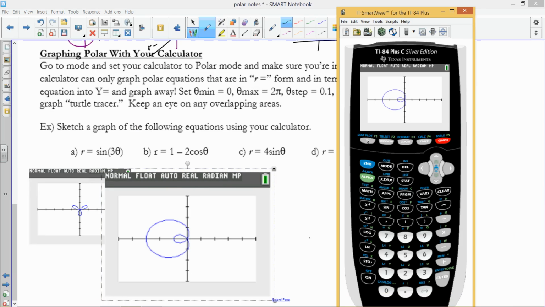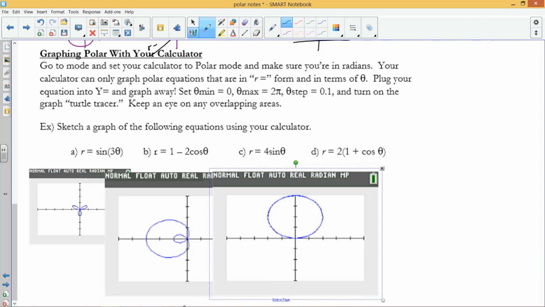And then 4 sine theta. Well, when we did sine 3 theta, we got petals. When we do 4 sine theta, let's see what happens this time. 4 sine theta is a circle centered on the y-axis, and it actually goes around twice. Again, that's not important now, but it will be later.